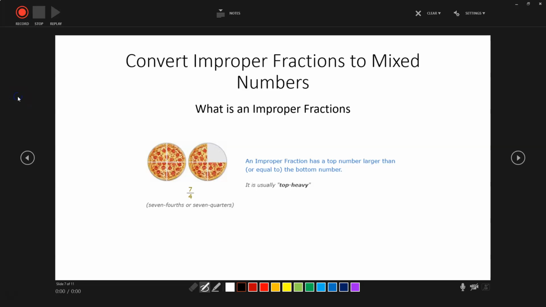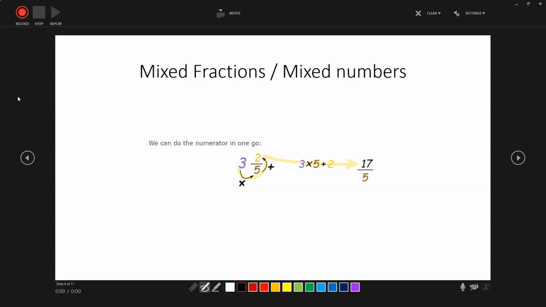Hello, Mr. Hurd here. What we're going to do today is talk about converting improper fractions to mixed numbers. If you remember last time, we did the opposite. We took mixed numbers and converted them into improper fractions.